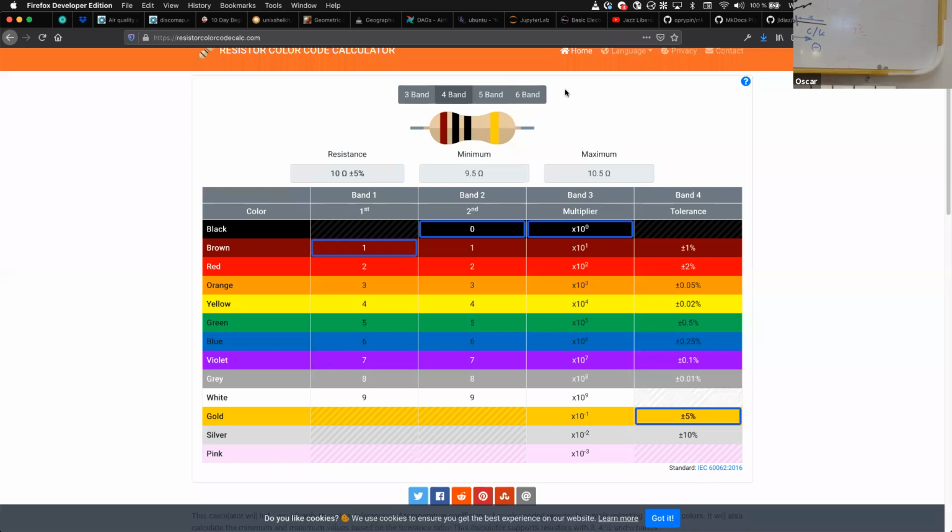Okay, this one, red, black, yellow? Okay, so it's café negro rojo. Café negro rojo. So that is 1 kilo.